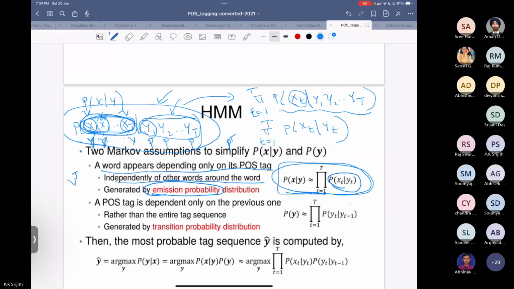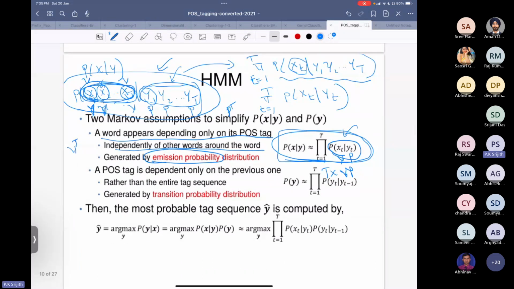V into P. So y takes p values, x takes v values, so it's going to be v into p. Even in case you assume a different model for each of these positions, that is, the parameters of the model are different for different positions, then it is going to be t into v into p. So the number of parameters is much smaller compared to what we had before if we make these kinds of assumptions.